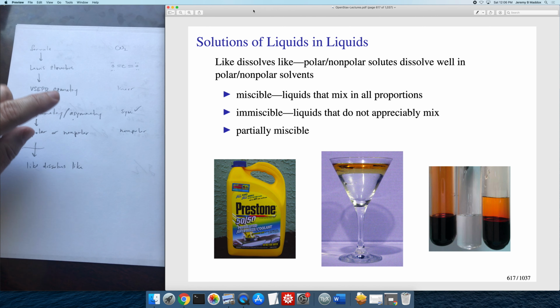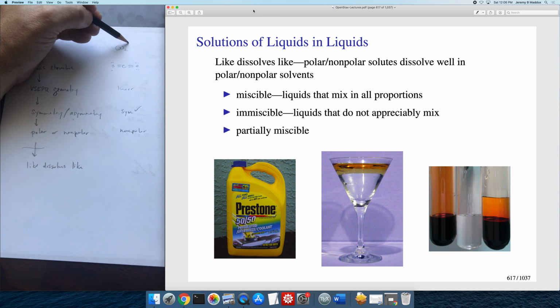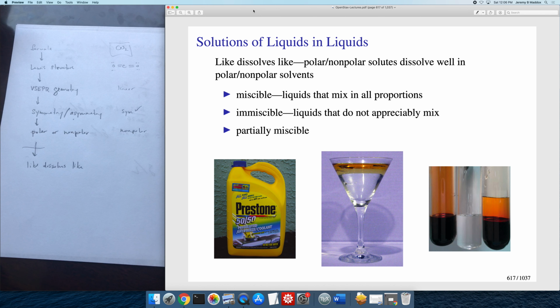So you need to be able to figure out, given the chemical formula for a simple compound, whether it is a polar species or a nonpolar species. And then you need to be able to apply this concept.